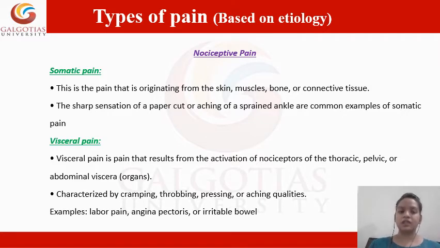In nociceptive pain, somatic pain is the pain originating from the skin, muscles, bone, or connective tissue. The sharp sensation of a paper cut or aching of a sprained ankle are common examples of somatic pain. Next is visceral pain. Visceral pain results from the activation of nociceptors of the thoracic, pelvic, or abdominal viscera, characterized by cramping, throbbing, pressing, or aching qualities. Examples: labor pain, angina pectoris, or irritable bowel.